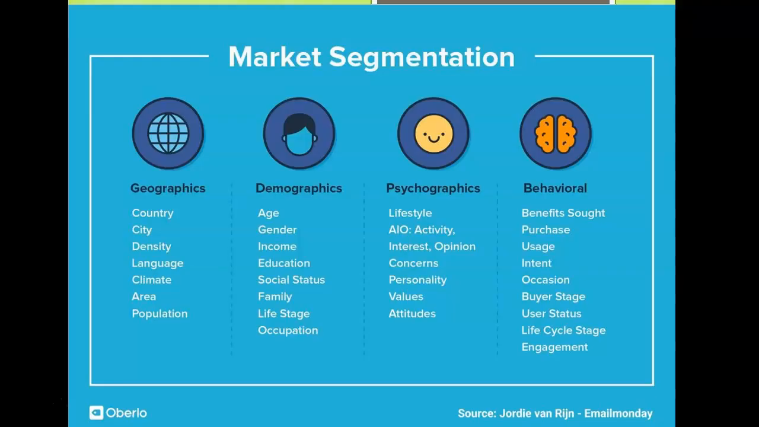Demographics is all of your age, gender, income, education, social status, family, life stage, occupation, income. Well, income's on there already, but different things like that that allow you to really identify who that person is.